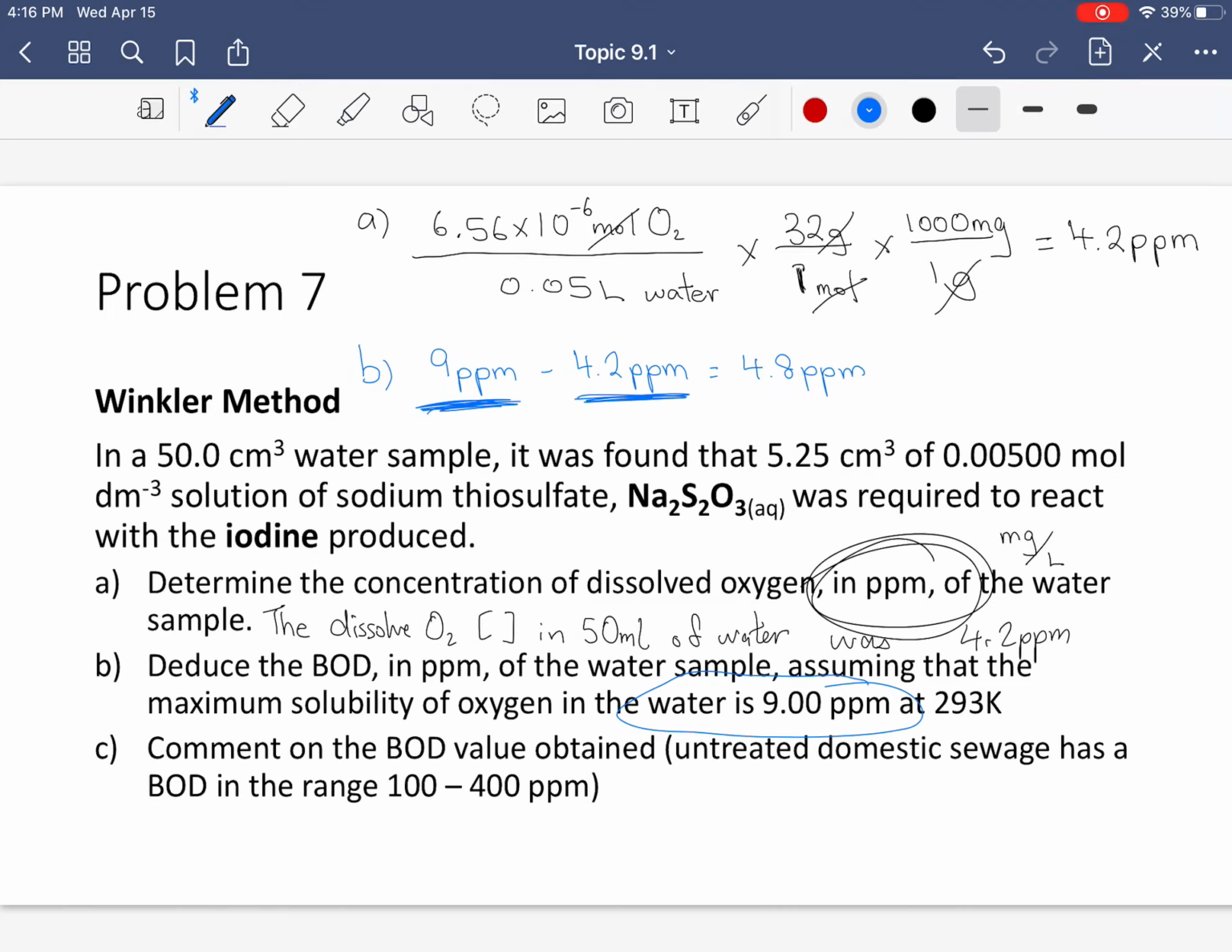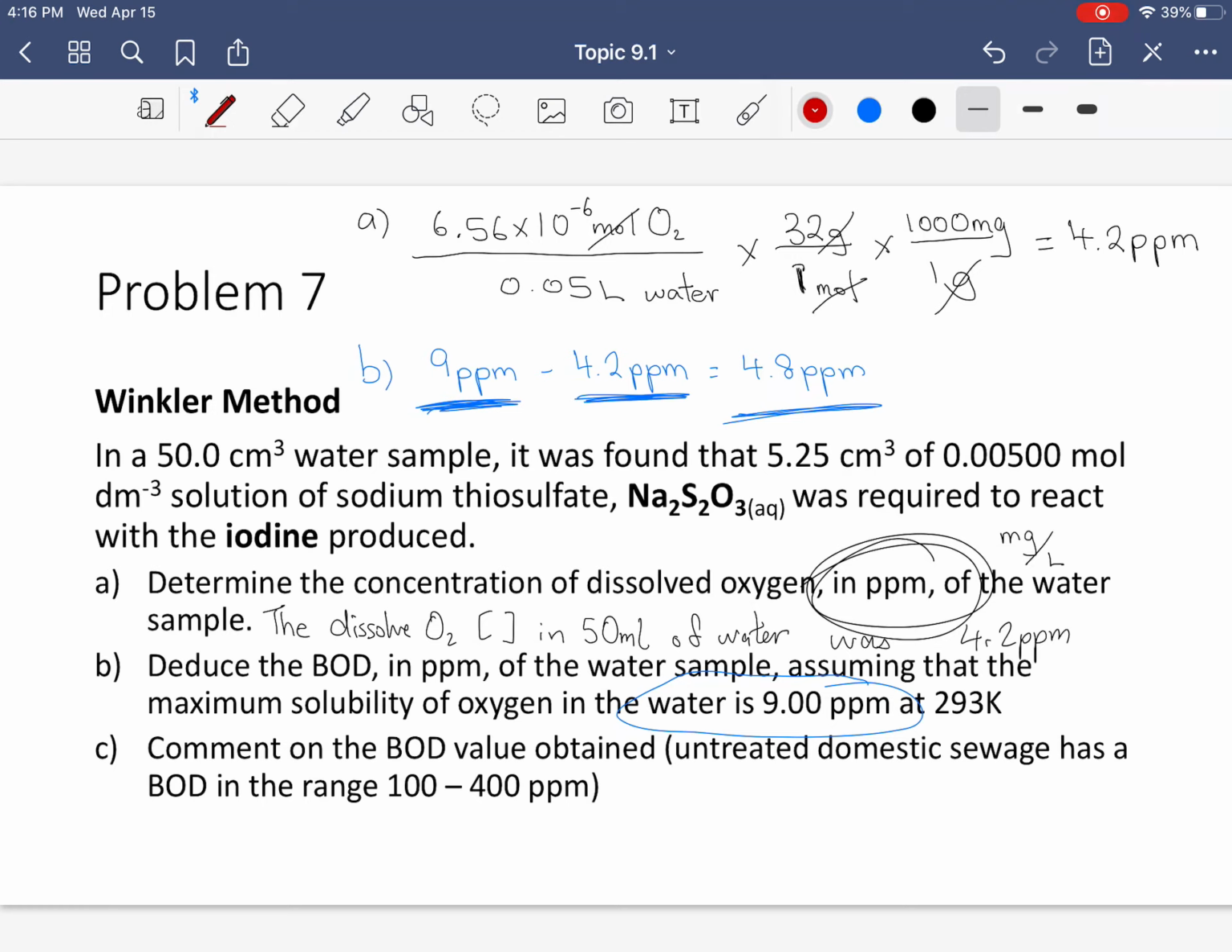Now you're probably wondering, oh, well, what happened to that oxygen? Why did it go down? Well, the assumption is that there's life in water. Okay, and they need to breathe. All right? And I guess they took 4.8 ppm in that amount of 5 days. So that's how you calculate BOD.